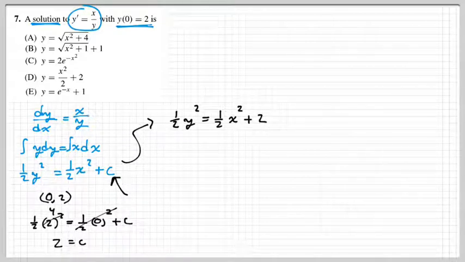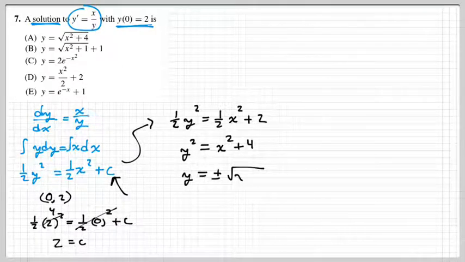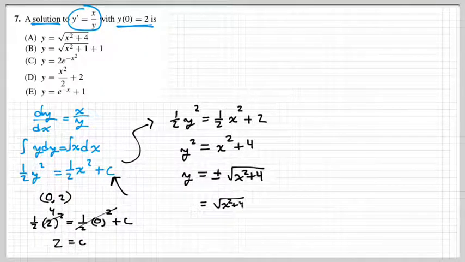Now, it looks like all of our solutions are solved for y, so that's what I'm going to do. I'm going to multiply both sides by 2. Don't forget to distribute. We have y squared equals x squared plus 4, and then we're going to square root both sides. We have y equals plus or minus the square root of x squared plus 4. So here it looks like we're given two particular solutions. We have a positive square root of x squared plus 4, and we have a negative square root of x squared plus 4.